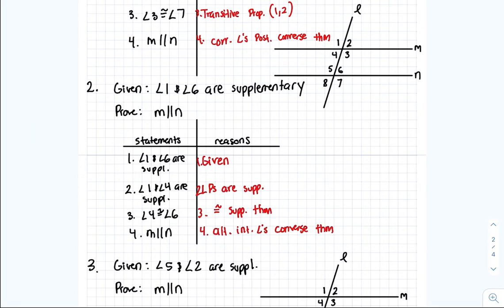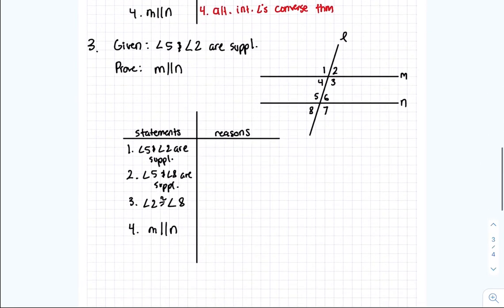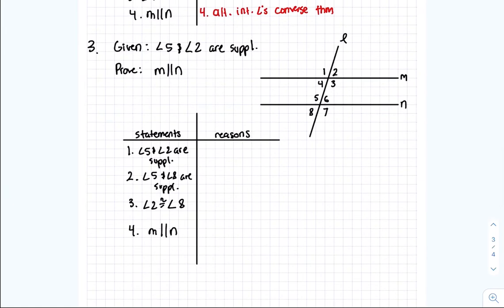Okay, number 3. So number 3, it says 5 and 2 are supplementary. Okay, that is given. Now, it says 5 and 8 are supplementary. So, how did they figure out that 5 and 8 are supplementary?